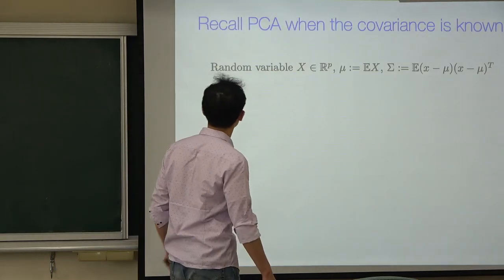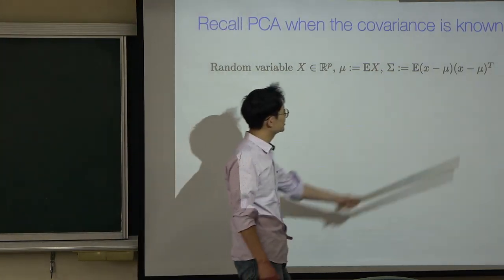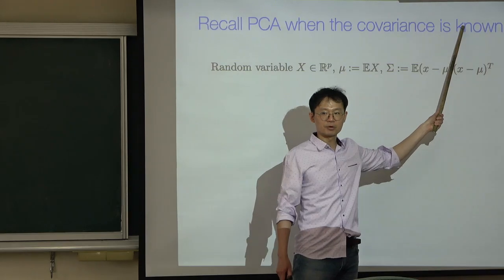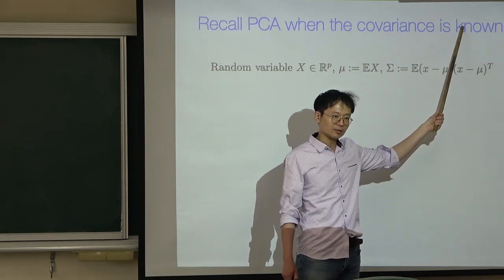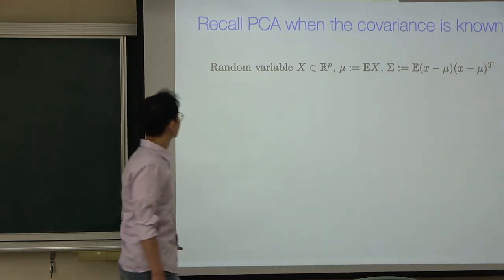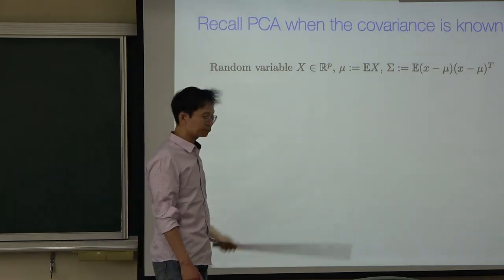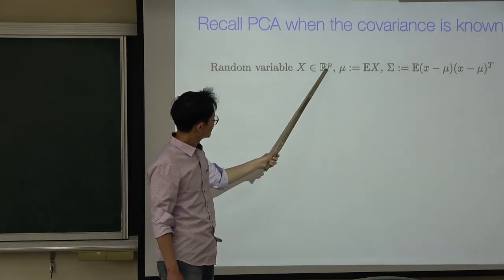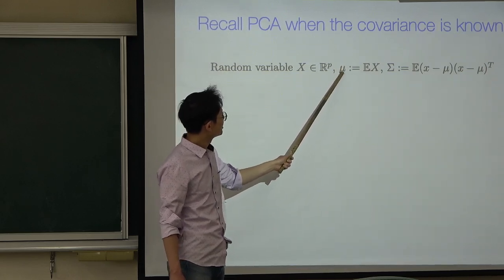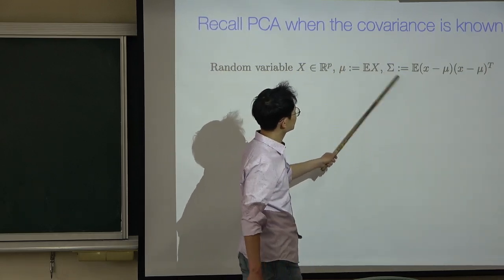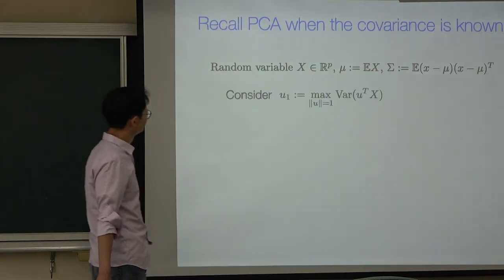And now, recall PCA when the covariance matrix is known. This is very important. We start with assuming that the covariance matrix is known and discuss what PCA is. Let's consider a random vector X, a p-dimensional random vector. Its mean is mu, and the covariance matrix is sigma. This definition is very standard and simple.